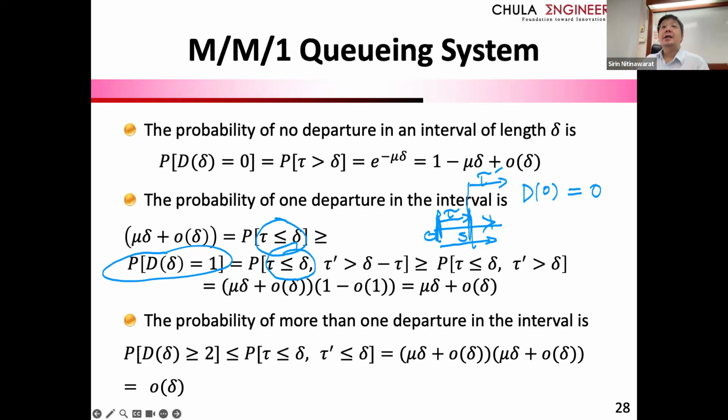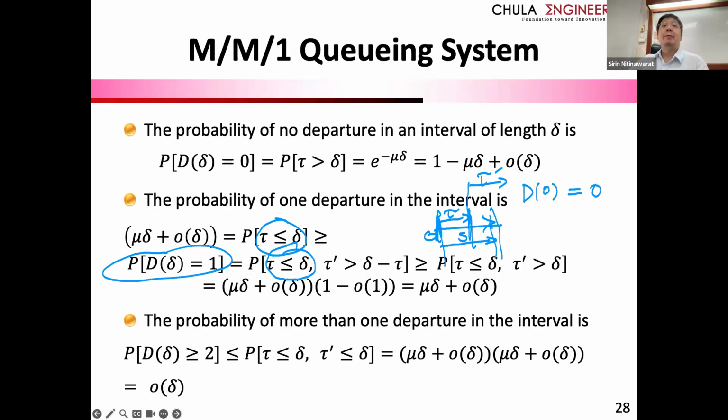Because incoming customers have different service times, tau and tau prime are independent, right? So if I know that by the interval delta only one has left, I already convinced you that tau has to be less than or equal to delta, right? But because there's only one that has left, tau plus tau prime has to be larger than delta, right?